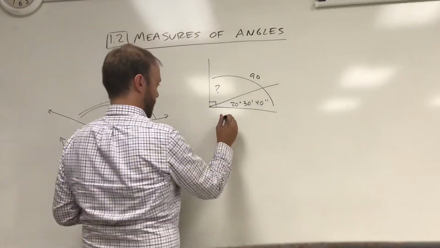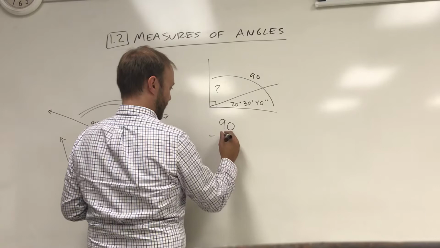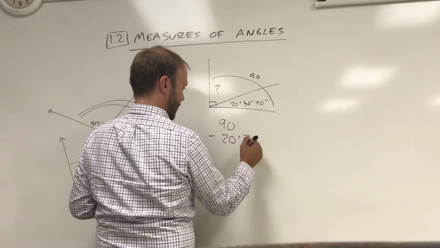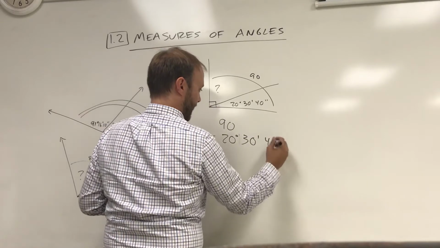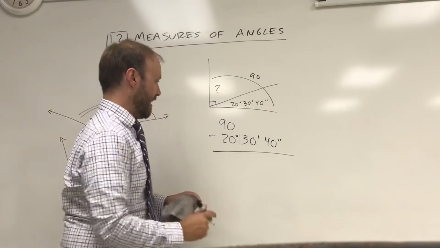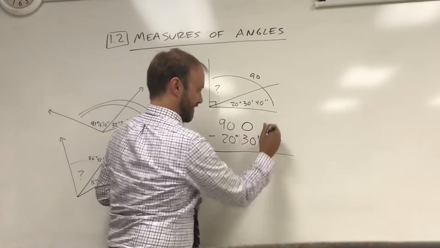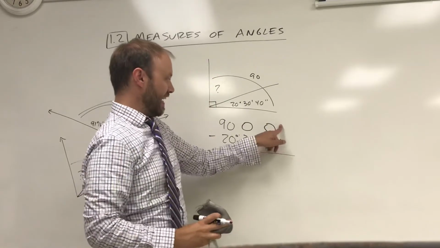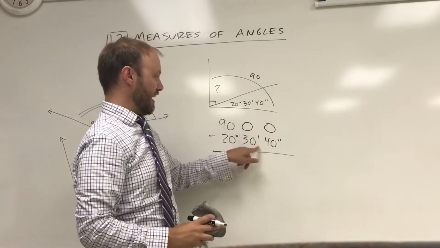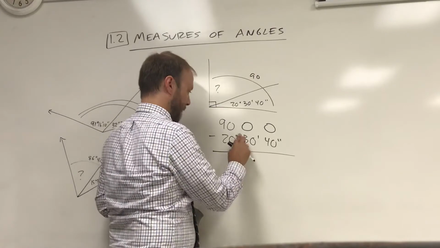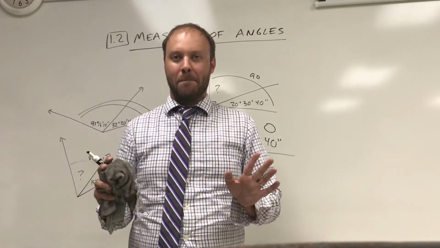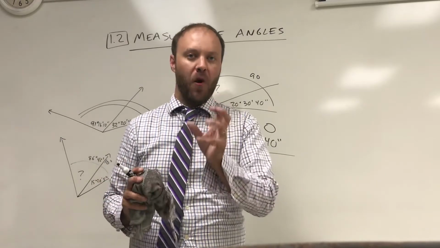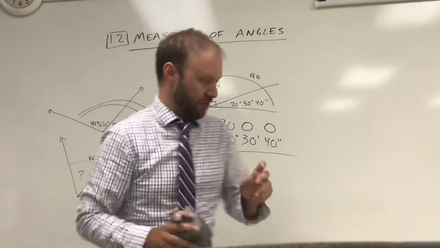Well, watch. 90 minus 20 degrees, 30 minutes, and 40 seconds. That's a 0 minutes and a 0 seconds. We're gonna get a negative here. We're also gonna get a negative there, okay? We're gonna get negatives in 2 different places. We don't want that, okay? You can borrow, but you need to be careful, okay?